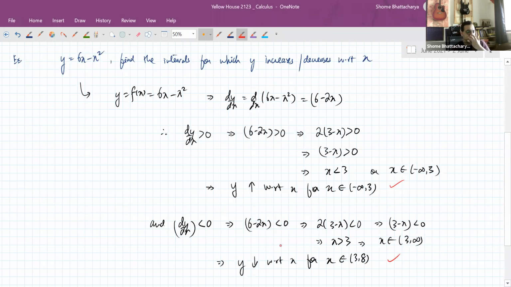And on the basis of this, we can understand that the graph of the function would be something like this. The value of x at which it reaches this point would be x equal to 3, because after that it's decreasing and before that it was increasing. So let's say this would be the x-axis. So this was how the behavior of the function can be understood on the basis of increasing and decreasing rate.